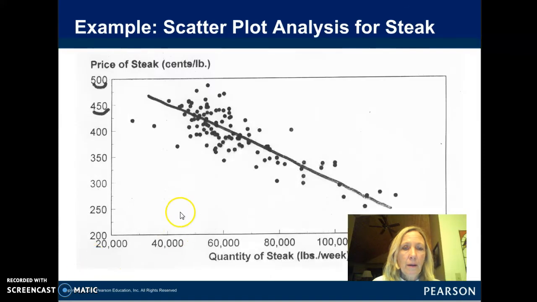Okay. This is a scatter plot that shows the demand for steak. It just shows the downward nature of a demand curve. So demand curves always have a negative slope, meaning that as price increases, demand decreases. Remember how it works: at a high price, you're not going to purchase very much. At a low price, you're going to purchase more. So negative slope of a demand curve. As price increases, demand decreases.